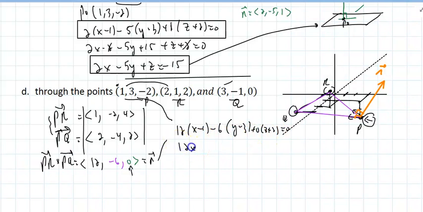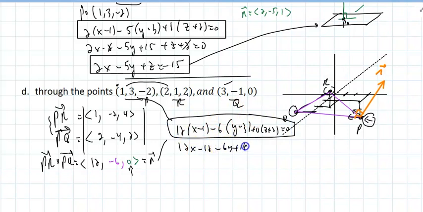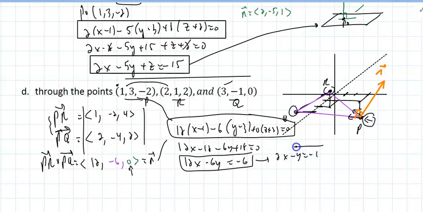So that is 12x. Again, that's a fine answer right there. 12x minus 12 minus 6y plus 18 equals 0. That would mean 12x minus 6y equals -6. Of course, I could divide all of those by a 6 and say 2x minus y equals -1. Again, that's all cosmetic work, but there it is. That takes care of it.